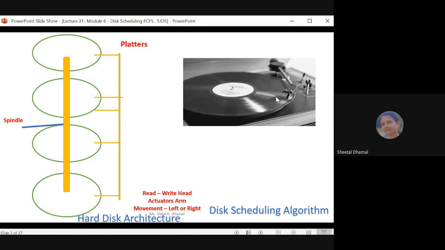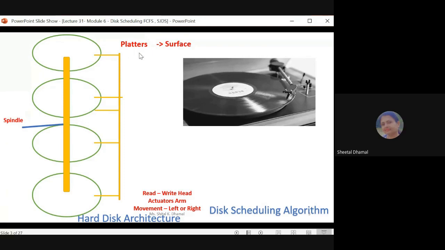If it wants to read the data from this section, then this read-write head is moved inside, that is, from the right direction towards the left direction, like this. So we can relate this hard disk structure with this gramophone. Now see, multiple platters are there, placed one above another.